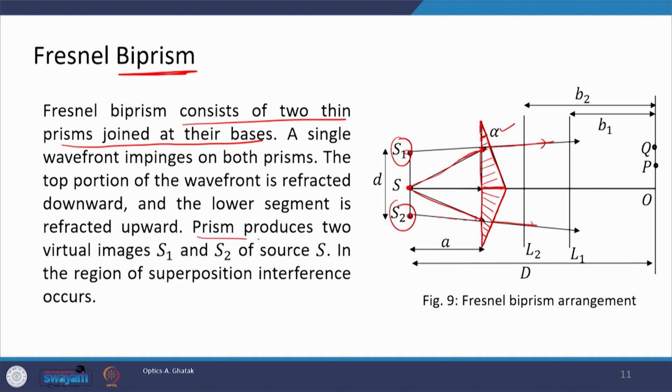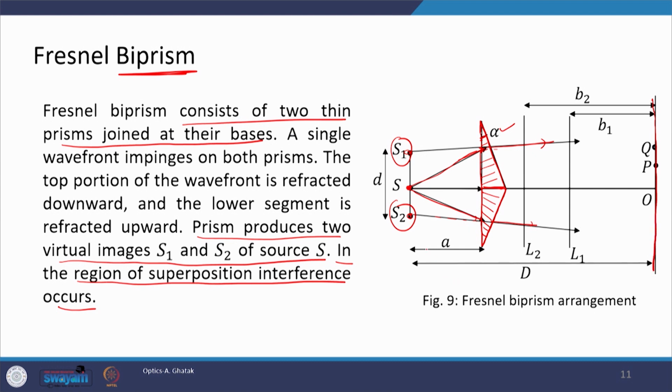Therefore, the prism produces two virtual images S1 and S2 of source S. In the region of superposition, interference occurs. The two waves go, and whenever they superpose, interference occurs, and we see some fringes on the screen. The screen is here.